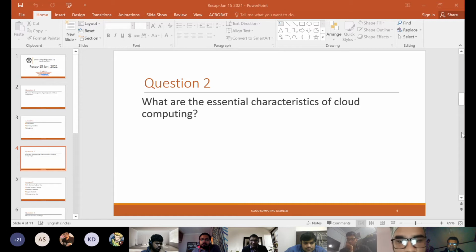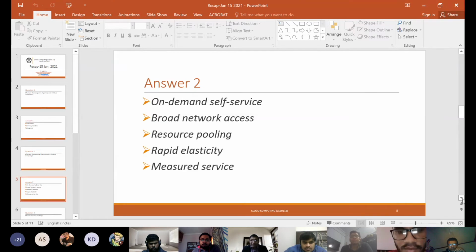So there could be, as already said, availability of resources, availability, scalability, and what else, sir? Not bad. Okay, so let us have a look because class time is already over. Let us look at the answer. On-demand self-service, broad network access, resource pooling, rapid elasticity, and measured service.